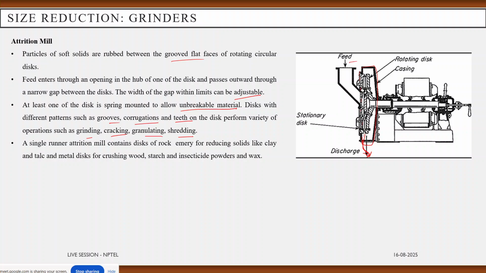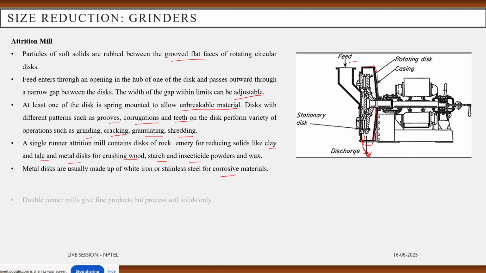So here a single runner attrition mill contains discs of rock emery for reducing solids like clay material and talc powder. Metal discs are also used for crushing hard material like wood or starch or insecticide powder or wax. Metal discs are usually made of white iron and stainless steel for any kind of handling of corrosive material.